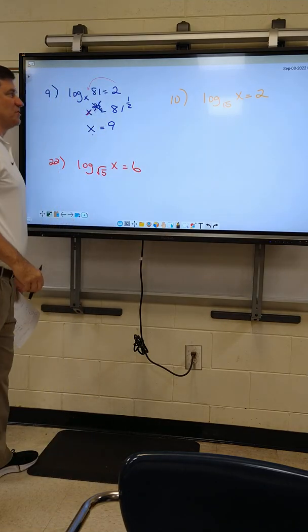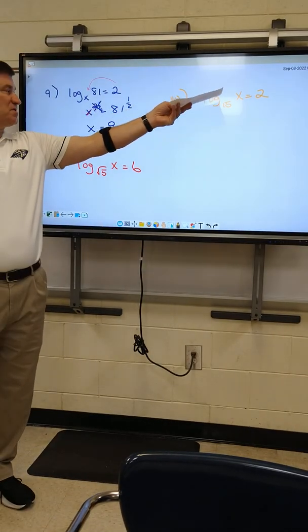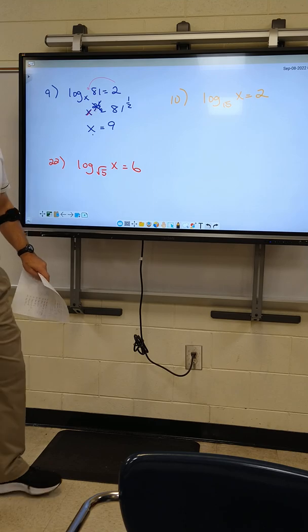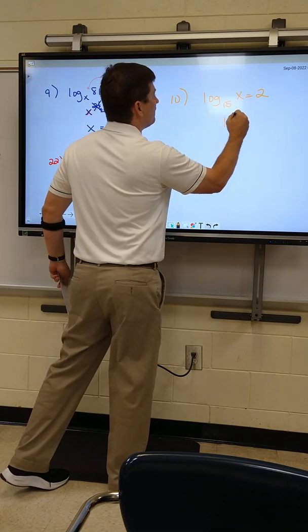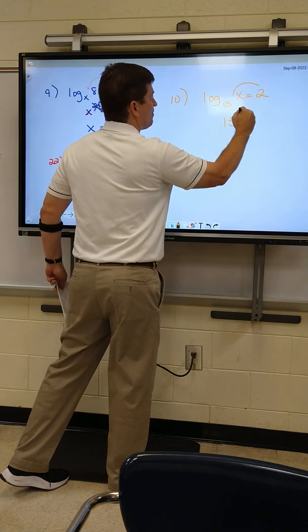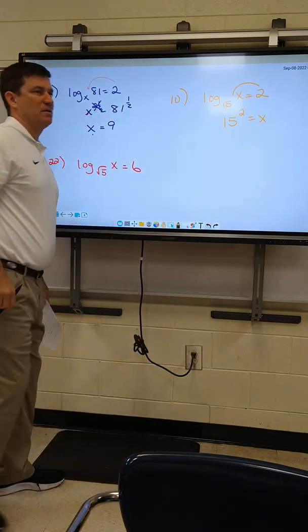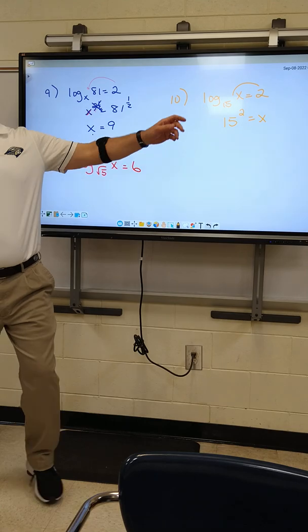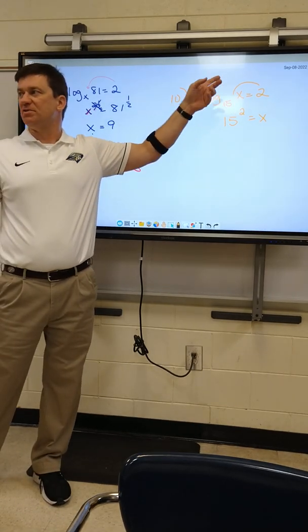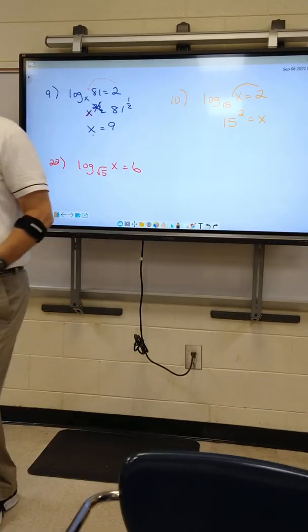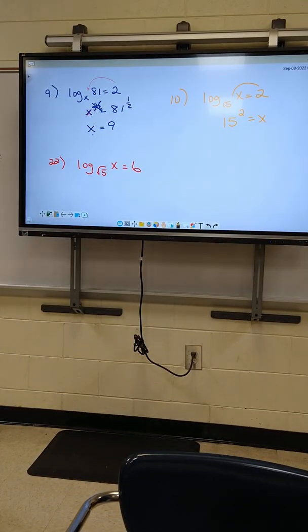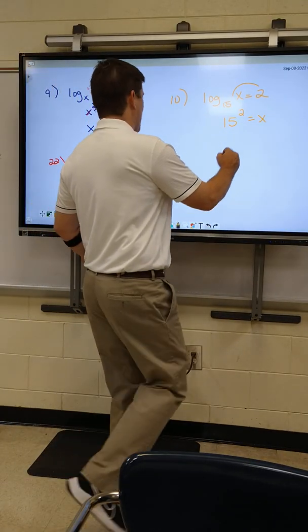All right, let's do the next one. Willie, you got another shot to redeem yourself. Set up number 10 for me. 15 to the second power equals x. All right, so why are problems like this the easiest problems on the sheet? Because x is already by itself. All you got to do is just type in 15 squared or look at the board. 15 squared is 225.